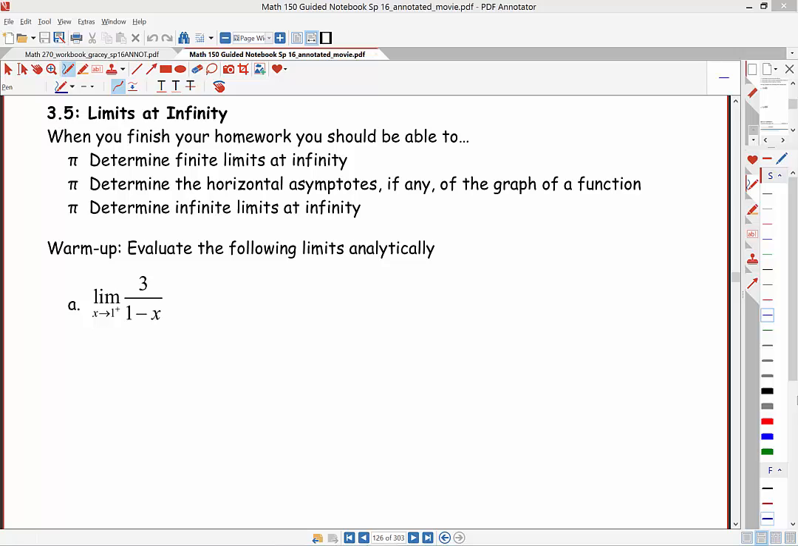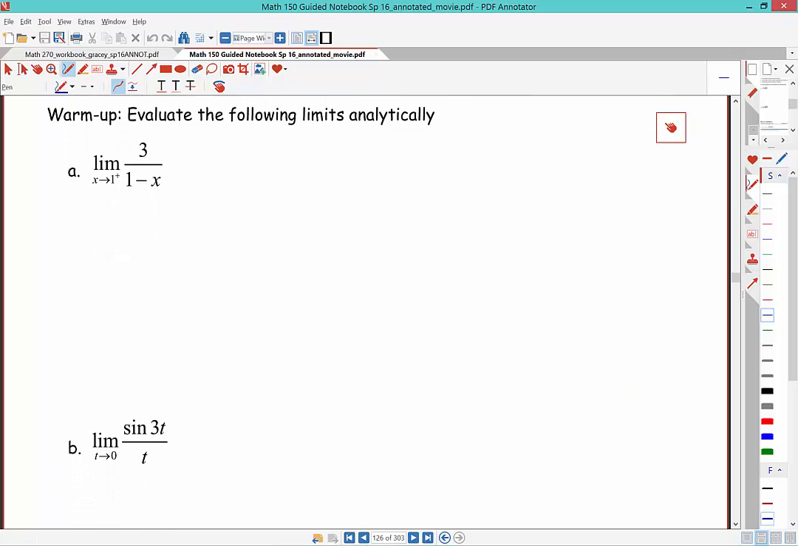Today we'll be looking at determining finite limits at infinity and horizontal asymptotes, if any, of a graph, and then determining infinite limits at infinity. So let's go ahead and make sure our math limit skills are still there. Warm up with the next few problems by evaluating these limits analytically. And remember, the result of a limit is a y value. Okay? On your mark, get set, go!